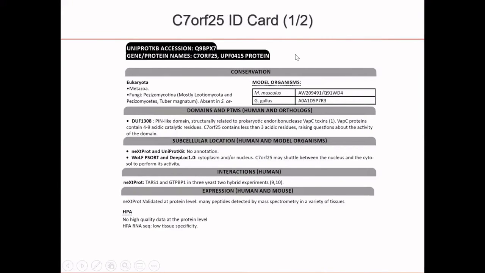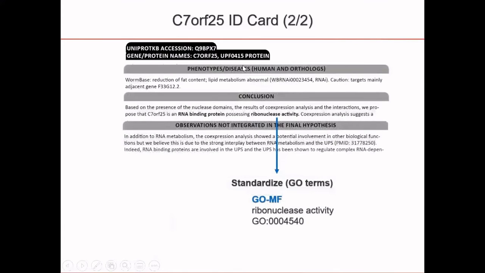Because in essence, what the students are doing, they're acting as profilers on these unknown proteins, trying to gather information and trying to determine what the protein does. So they will look at the conservation across species, they will look at domains and PTMs, they will look at where in the cell the protein is located, what other proteins it interacts with, where it is expressed, and also what phenotypes and diseases are associated with this protein. And they will come to a conclusion and propose a hypothesis.